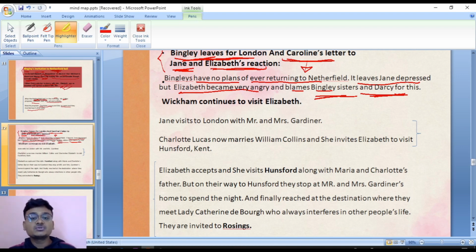Now Wickham continues to visit. Here, what happened? On the other hand, Wickham continues to visit Elizabeth. George Wickham, the militia agent, the lieutenant of a regiment, continues to visit Elizabeth in the Longbourn estate.